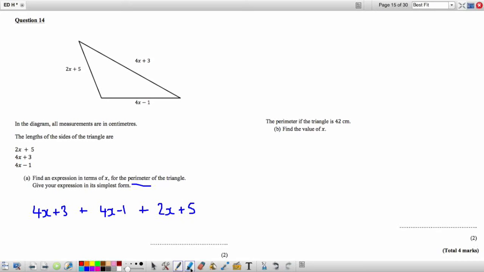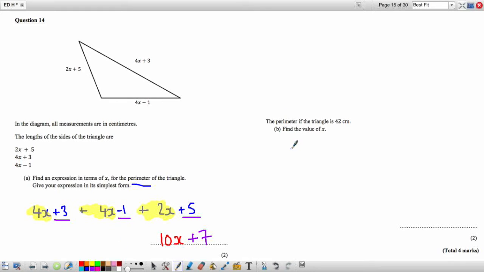So first off, let's take a look at all of the x's. So here we have 4x, and then we have another 4x, and then we have 2x, all positive. 4 plus 4 is 8, plus 2 is 10x. Then in terms of the numbers, we have here 3, negative 1 and positive 5, which gives us positive 7.